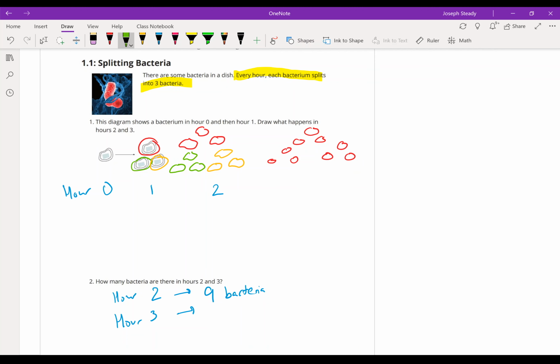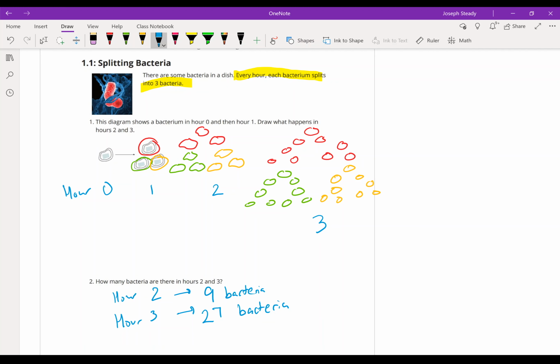And then I also have the same thing here. 1, 2, 3, 1, 2, 3, 1, 2, 3. And the orange, 1, 2, 3, 1, 2, 3, 1, 2, 3. So now all of a sudden there's tons of bacterium just from 3 hours of growth here. So this is hour 3. And if I count all of those up, I should end up seeing that there are now 27 bacteria.